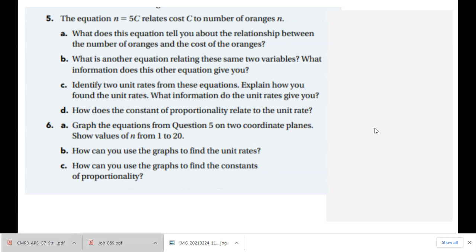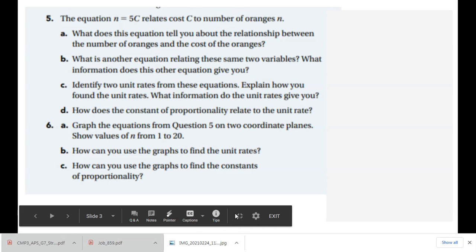Let's take a look at number 5. The equation N equals 5C relates cost to the number of oranges N, right? It's cost to the number. So for example, 5C, that is going to be the cost, equals N. What does this equation tell you about the relationship between the number of oranges and the cost of the oranges? So N is the number of oranges and C is the cost. So this equation is relating that. You are going to analyze that.